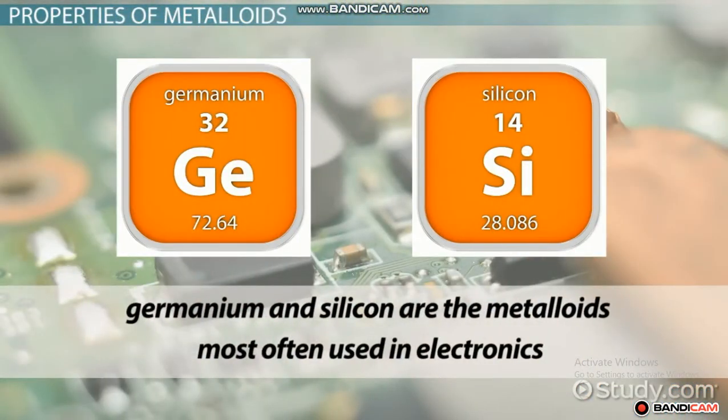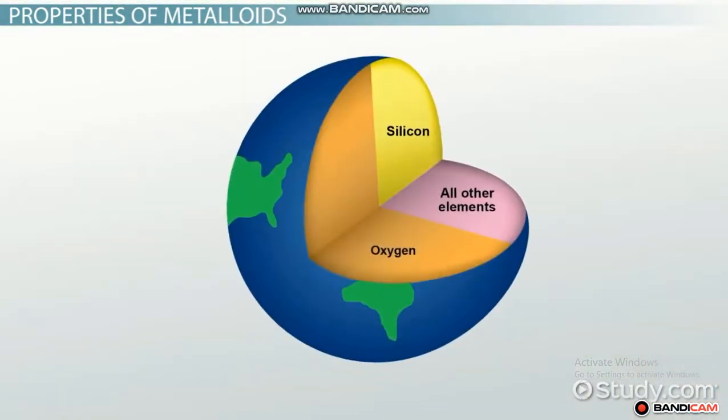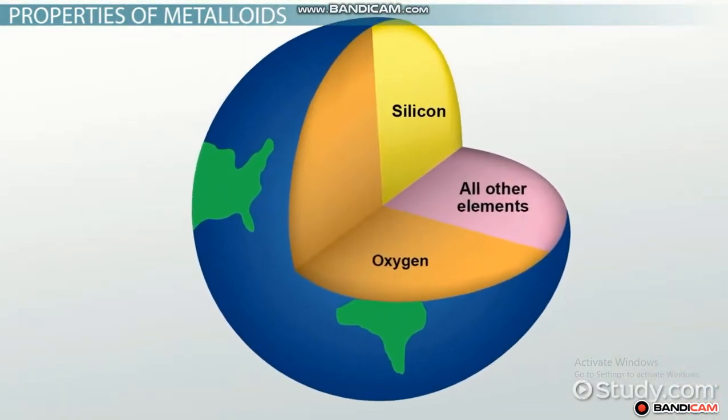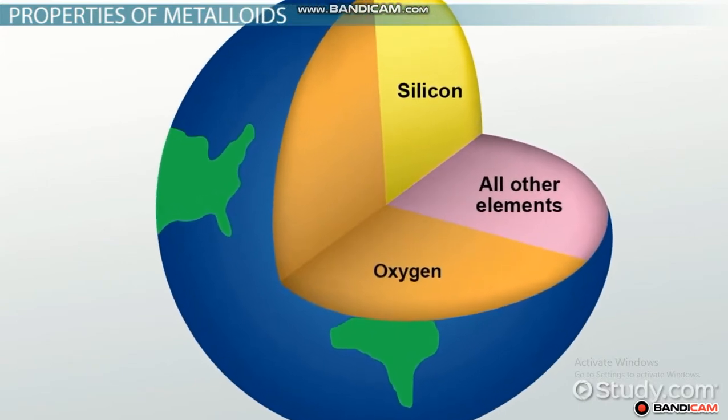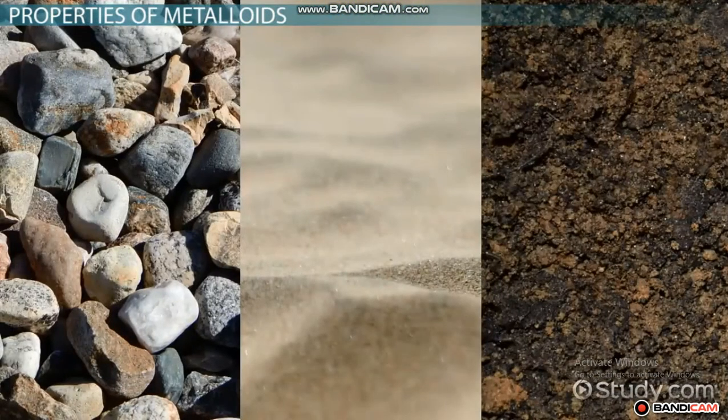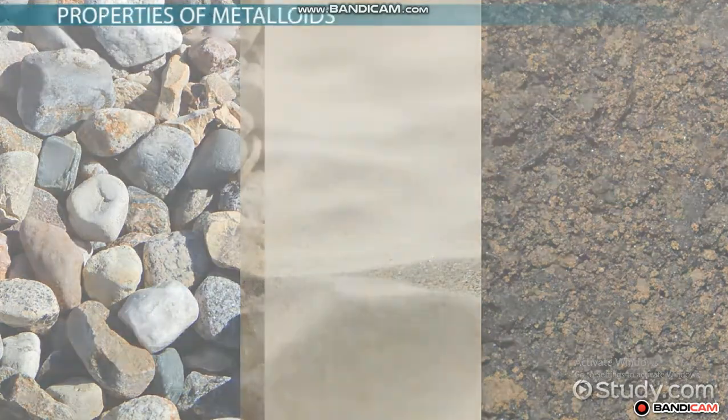Germanium and silicon are the metalloids most often used in electronics. Silicon is the second most abundant element in the Earth's crust, after oxygen, and is found in silica and silicate minerals that make up rocks, sand, and soil.